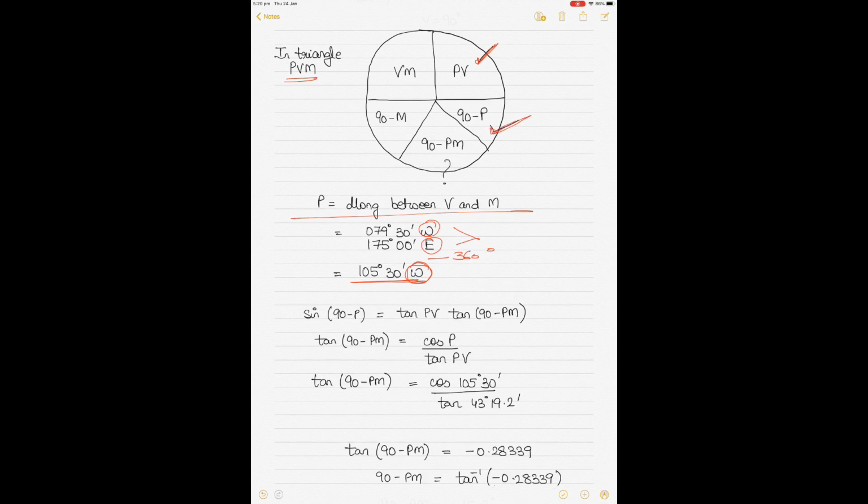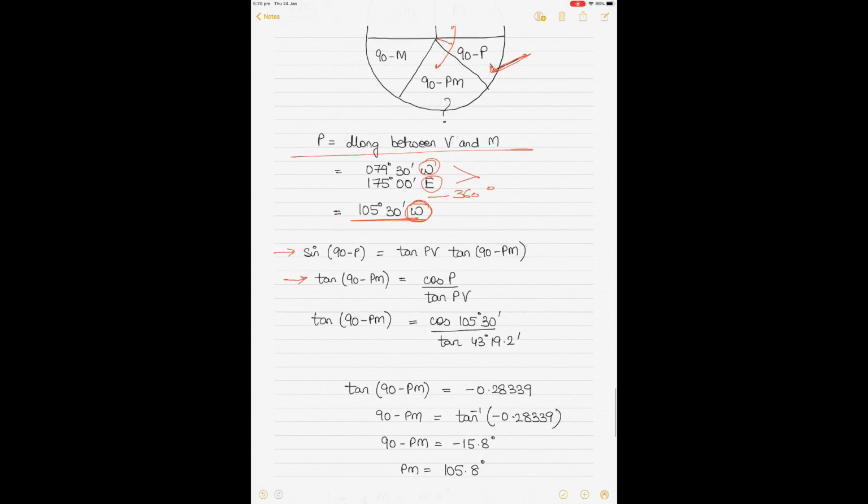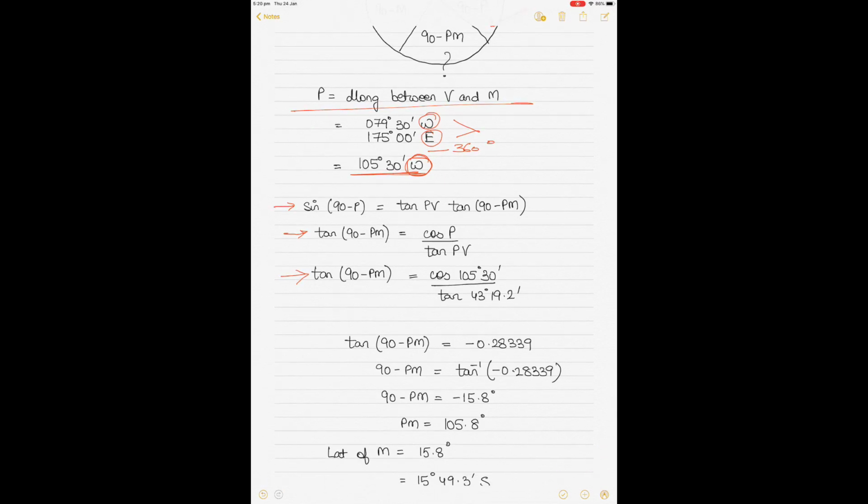You've got angle P as well. You have this d long, and you have to find out PM, because that gives you the latitude of the intermediate point. Once you find out PM, you can subtract it from 90, or you can add 90, depending on where you are. So here P becomes the middle part, and the tan adjacents become PV and 90 minus PM. Using Napier's rules, just follow my prompts, sin 90 minus P. This is the equation.